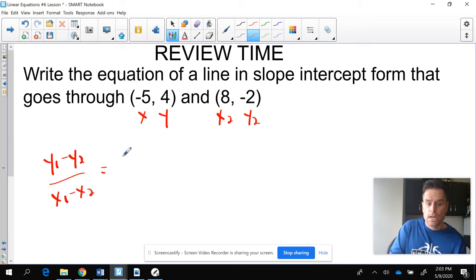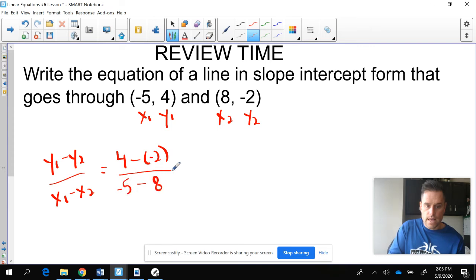I think it's easier. Let's put a 1 here. So 4 minus -2 over -5 minus 8. Let's make that plus a positive. That's going to be a 6 over a -13.